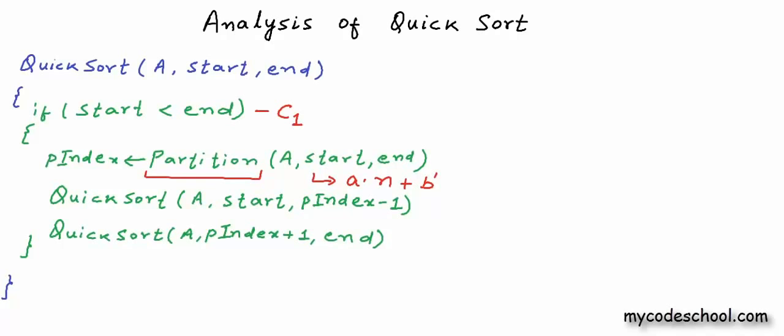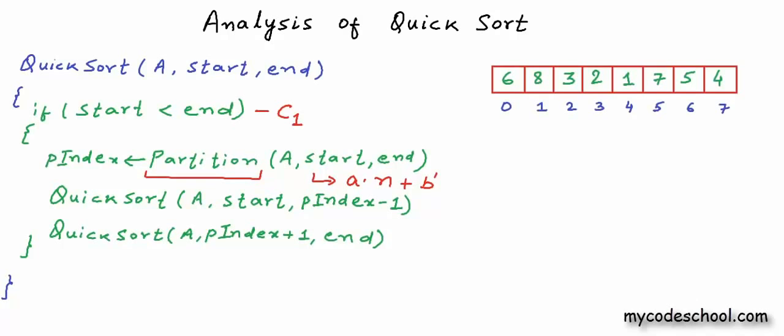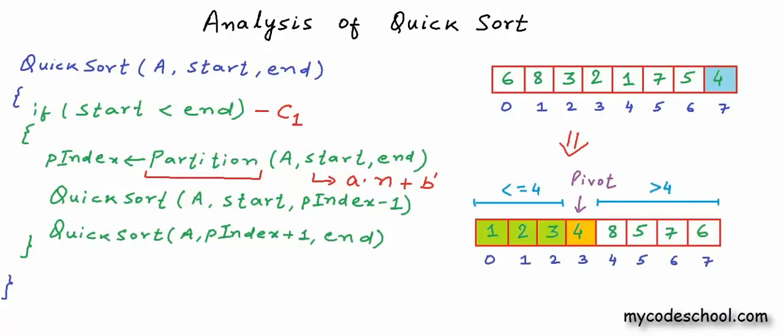In the partition function, we choose an element as pivot. In our partition function, we are always choosing the last element in the segment of the array passed to quicksort, or the element at end index, as pivot. I'm drawing an array of integers here, and let's say the whole array is passed to the quicksort function. So start is 0 and end is 7. 4 will be picked as pivot, and we will rearrange the array such that all the elements lesser than the pivot will lie towards its left, and all the elements greater than the pivot will lie towards its right.